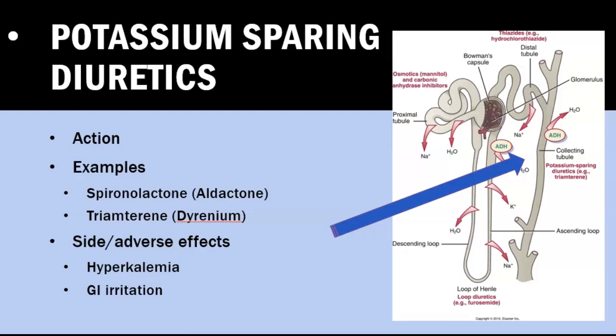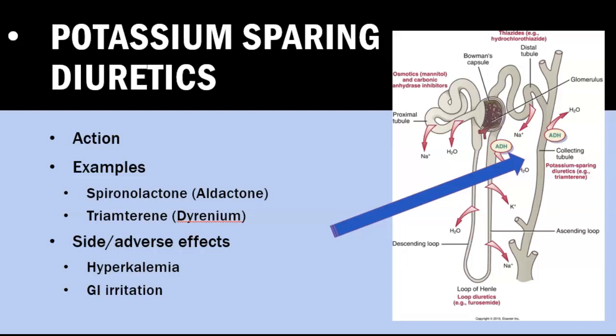Next is potassium-sparing diuretics. So this is essentially exactly what it says. It keeps the potassium in the body. So this acts in the collecting duct, renal tubules, and late distal tubule to promote sodium and water excretion and potassium retention.